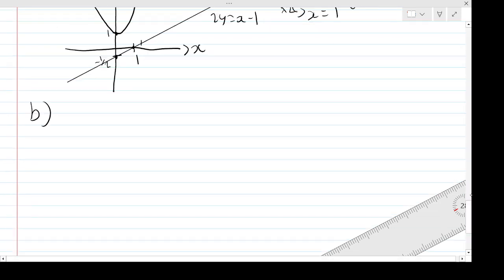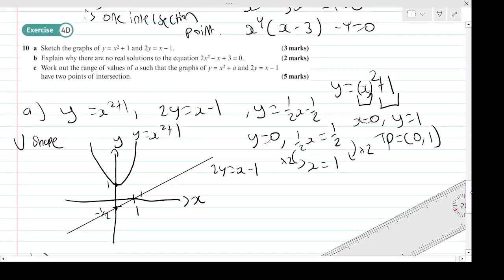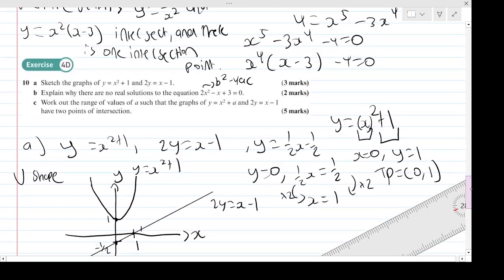Part B then, it's saying explain why there are no real solutions to the equation 2x squared minus x plus 3 is 0. Well, it's very similar to what we did just before with the last example. We need to equate the two graphs and then we get an equation. Well, actually, notice this is a quadratic. How can we easily work out whether there are any solutions to a quadratic? The discriminant, right? So very easily you could just work out b squared minus 4ac. However, I'm going to do it using the graph because that's what we're looking at in this particular section.